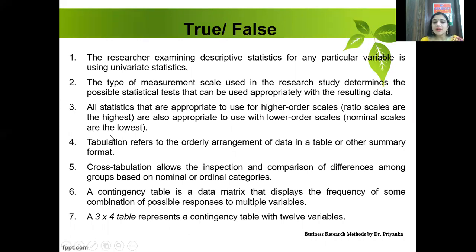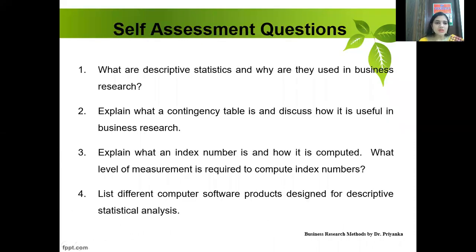Fourth, tabulation refers to the orderly arrangement of data in a table or other summary format. Is it? Yes, it is. So true. Fifth, cross tabulation allows the inspection and comparison of differences among groups based on nominal or ordinal categories. Yes, true. Sixth, a contingency table is a data matrix that displays the frequency of some combination of possible responses to multiple variables. Yes, it's true. Seventh, a 3x4 table represents a contingency table with 12 variables. Yes, 3 into 4, 12. Yes, true.